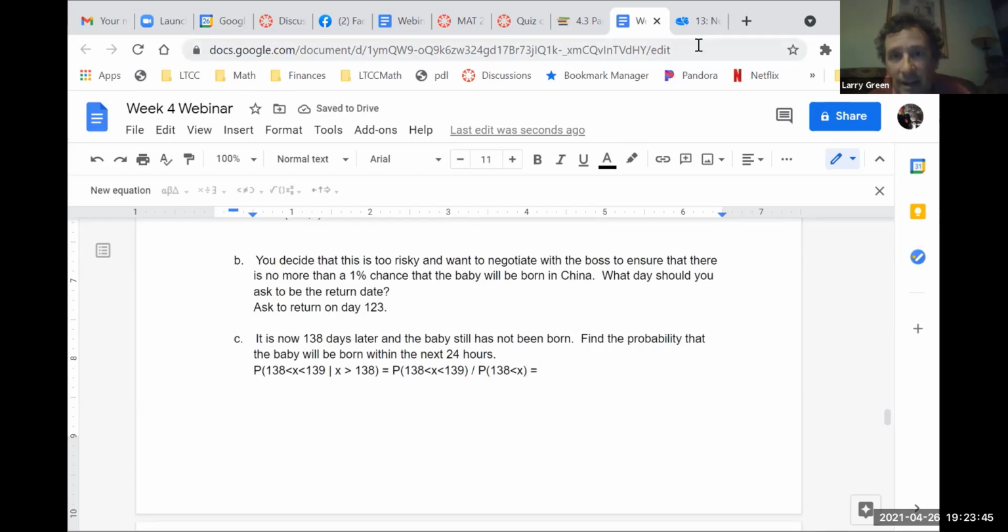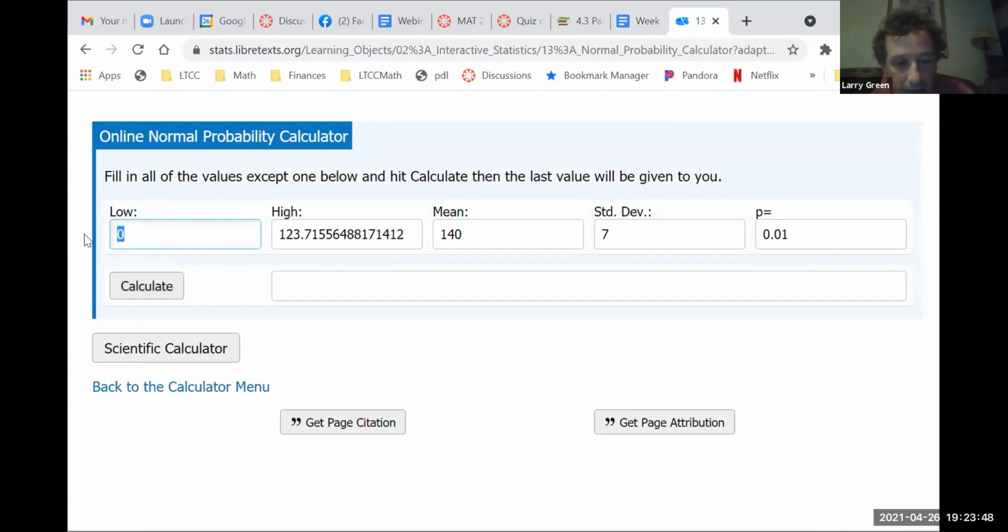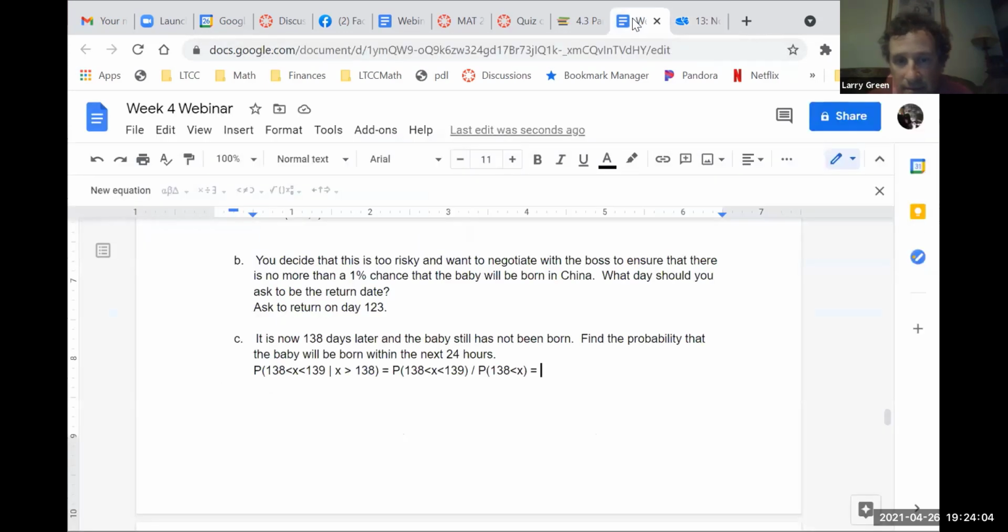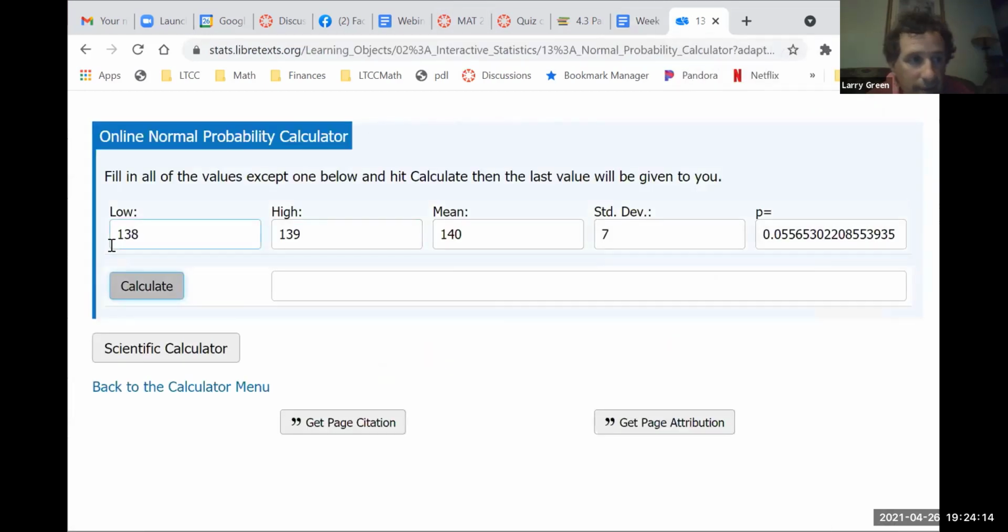Any questions on that? All right, so now we just calculate it. 138 to 139. So low is 138. High is 139. Same mean and standard deviation. Leave the probability blank. And hit calculate. And you get about 0.056. And now probability that X is greater than 138. So that means 138 to infinity. I know you can't really have a baby after infinity days, but we're going to go there. Leave the probability blank and hit calculate. And you get about 0.61.